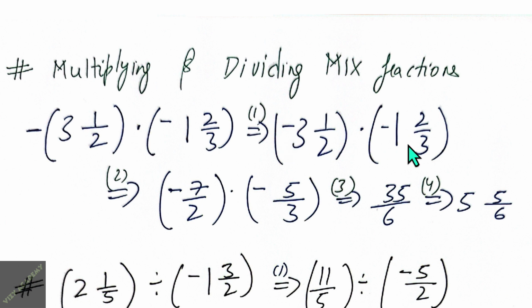3 times 1, 3 plus 2, 5 over 3. Then we will put the signs. So this is negative here. So numerator gets multiplied with numerator, and being two negative signs, it will change to positive. So it will be 35. 2 times 3 is 6. So we will keep 6 in the denominator. Performing long division, it will be 5 by 6. So quotient, remainder over divisor.